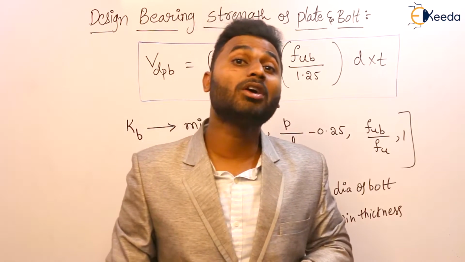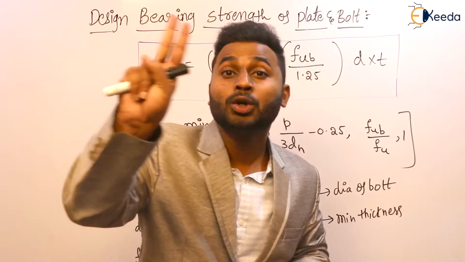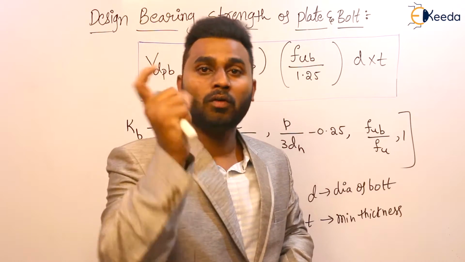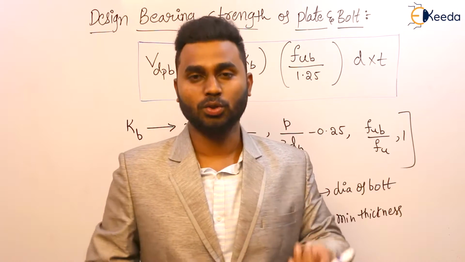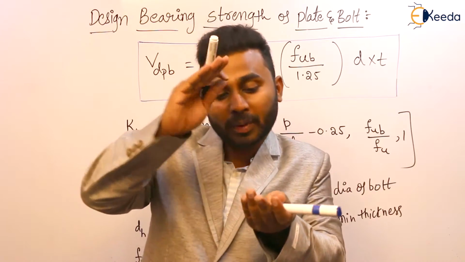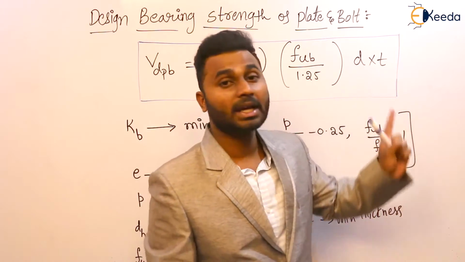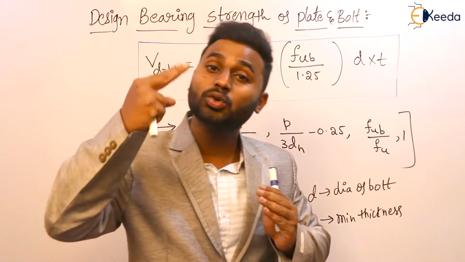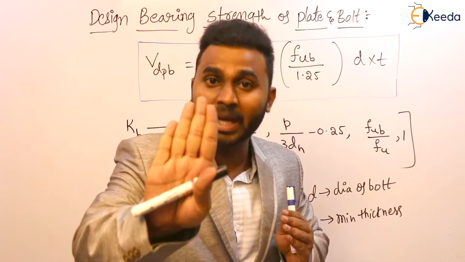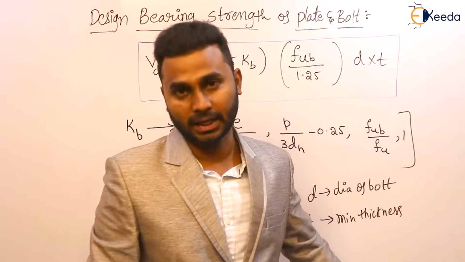But coming to the double cover butt joint, how to take? If you observe, in a double cover butt joint we have two cover plates and one main member. Agree or not? Two main members back to back or end on end, and two cover plates at top and bottom. In a double cover butt joint, this T should be taken as the sum of the thickness of the two cover plates, or the thickness of the main member, whichever is minimum.